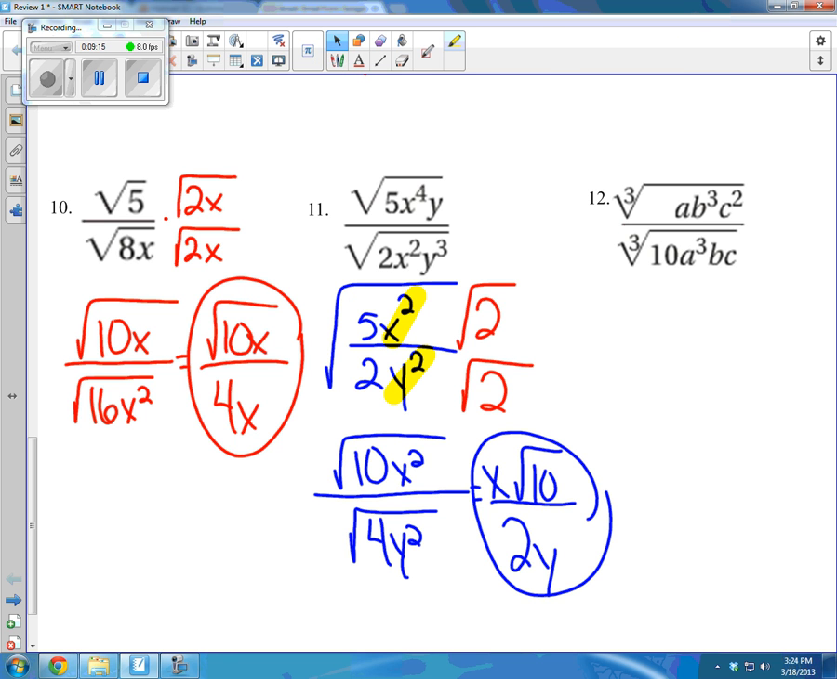On number 12, what I'm going to do is go ahead and clean it up. There's no number to clean up with 10, so that's staying in there.